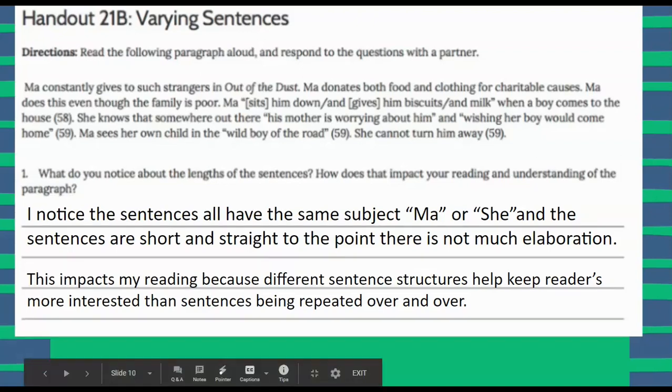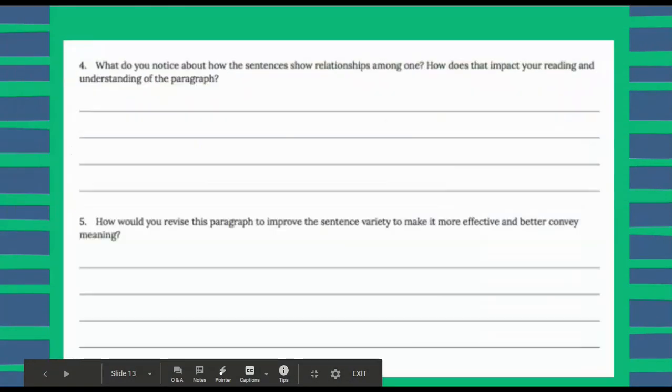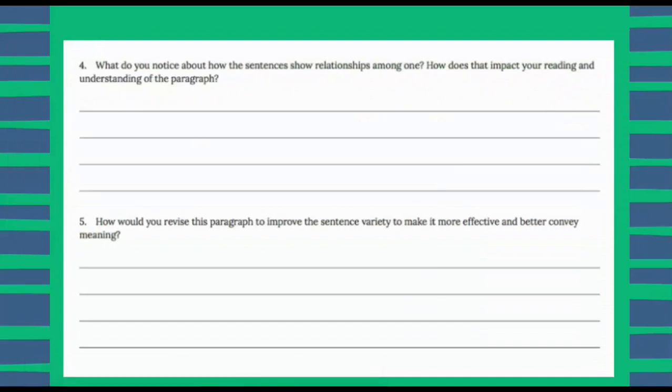You can continue on number 4. Once again, you're revising this paragraph. So you can also even say something like, in the poem, Wild Boy on the Road, Ma sits him down and gives him biscuits and milk. She knows that somewhere out there his mother is worrying about him. You can say something like, this shows Ma's compassion for others even though times are tough.